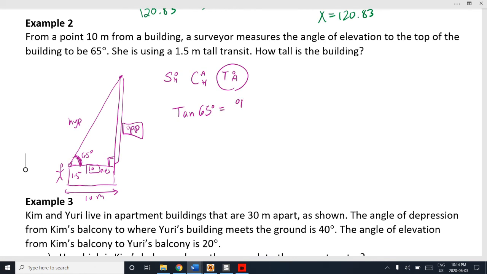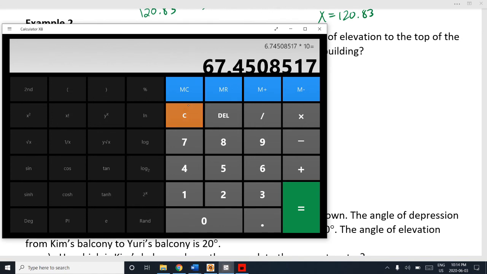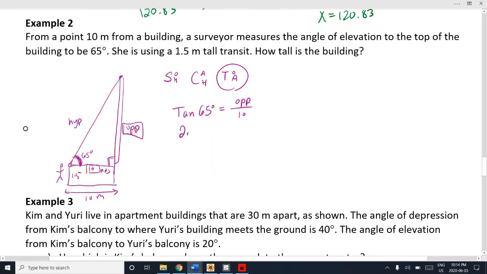So opposite is the side that we want. And we know the adjacent is 10 meters. And we can solve for what tan 65 is in our calculator. So let's do that. Let's clear this. So tan 65 is equal to 2.144. Okay, so this is 2.14. We'll leave it at that.